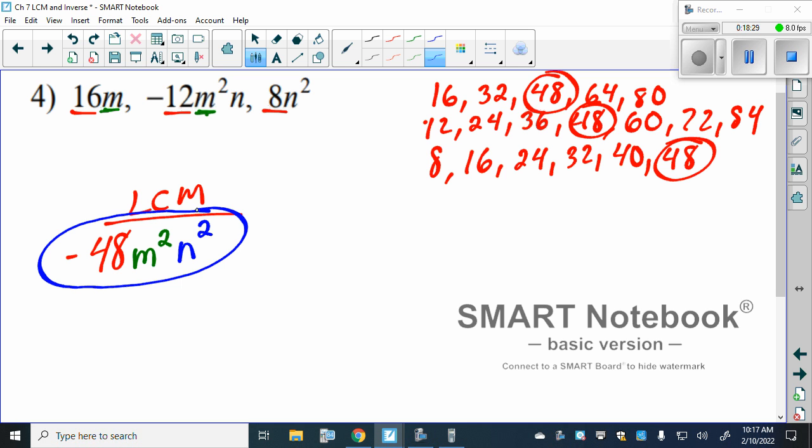So the least common multiple is going to be negative 48m squared n squared. And that is the smallest expression we can turn 16m, negative 12m squared n, and 8n squared into without having any extra factors. And that's the key, is not having extra factors, because each extra factor we add in, we will have to pull back out at the end.